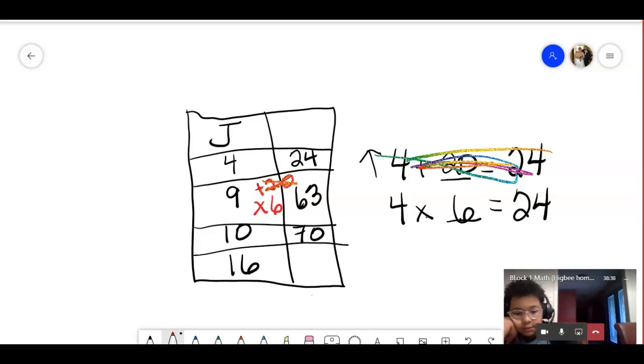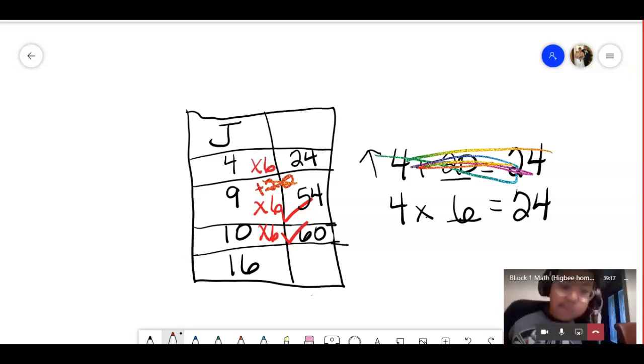Oh, I have the wrong value there. This 63 shouldn't be a 63. I missed a row. That should be a 54. I messed up all over the place because that next value is wrong too. So let's check that again. Is 9 times 6 54? Yes. Is 10 times 6 60? So all of these are times 6. So we would say that the rule is 6J. Sorry, guys.